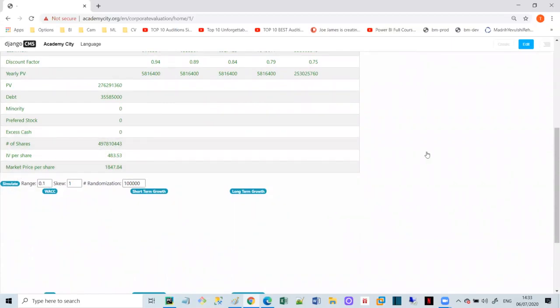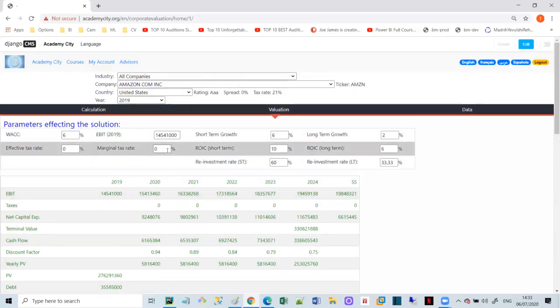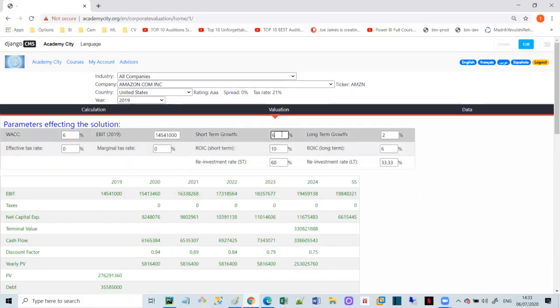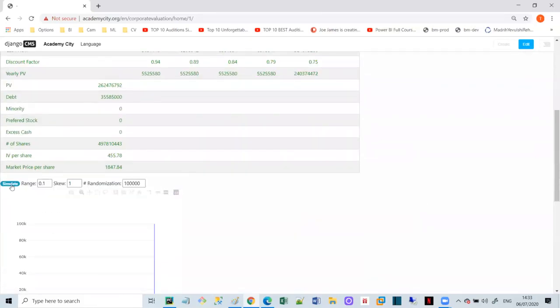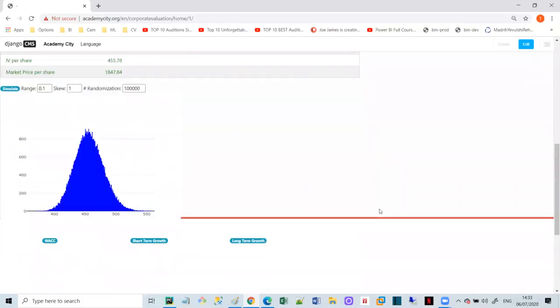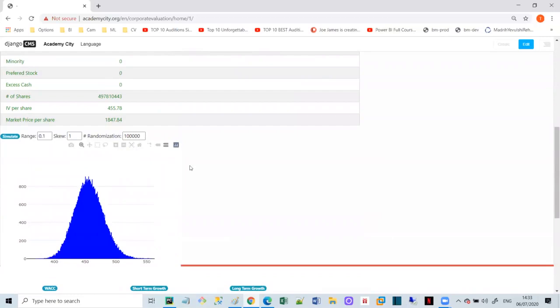When you click on this button, you run it 100 times. Why doesn't it like me? Maybe I pushed that too much. Let me see. I think one of the numbers I pushed too much. Let's just put that one at 5%. Let's see now. Yeah, okay. So I did that 100,000 times. So that's more or less the distribution of what I'm expecting.